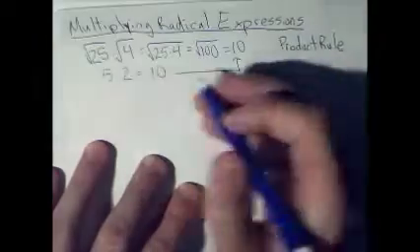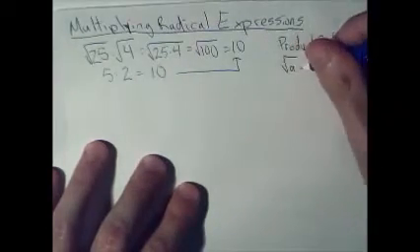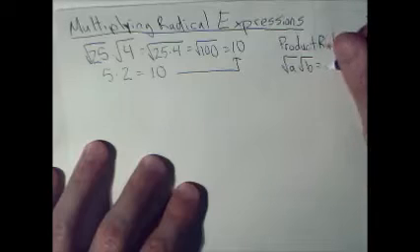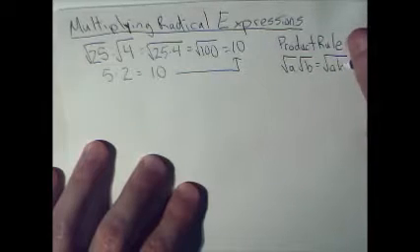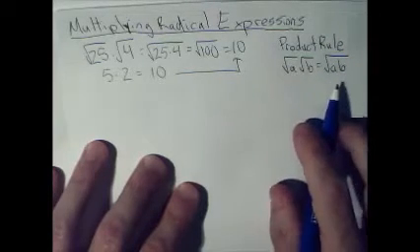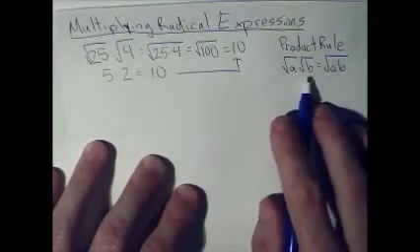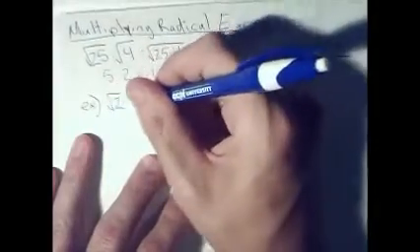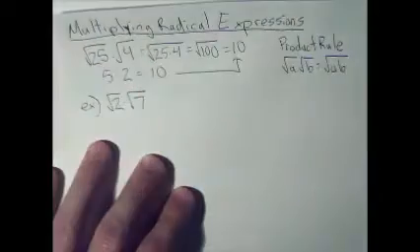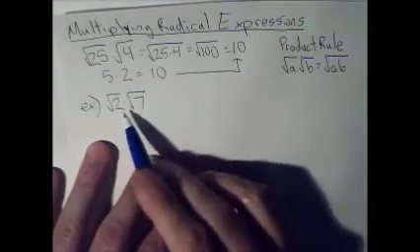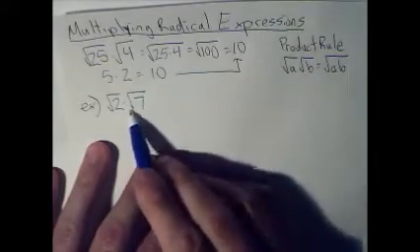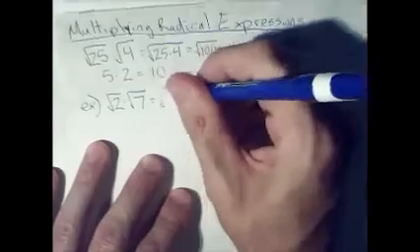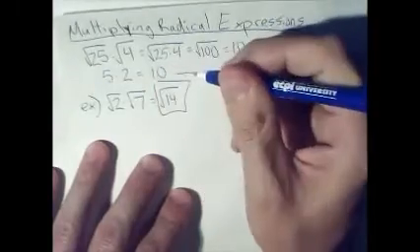What I'm allowed to do is if I have square root of a times square root of b, I'm allowed to take the product, square root of ab. If I'm multiplying two radicals, I can multiply the two radicands. When we see square root of 2 times square root of 7, if those are the same index, what I'm allowed to do is multiply this as square root of 14.